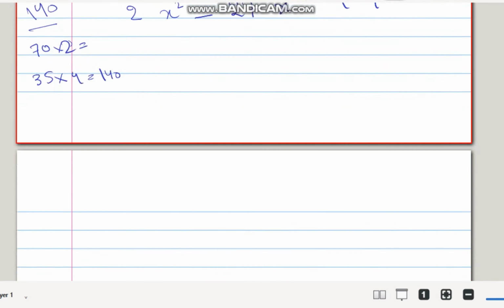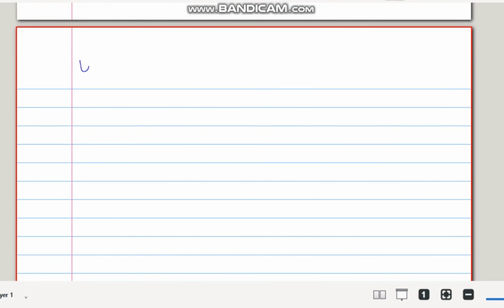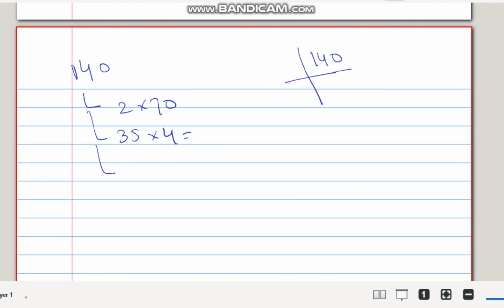So let me use another page, and we want to check the factorization. We have 140, and we want to split it. I have checked that 2 multiplied by 70 is 140, and 35 multiplied by 4 is 140. What other combinations are possible? Let me think about this.